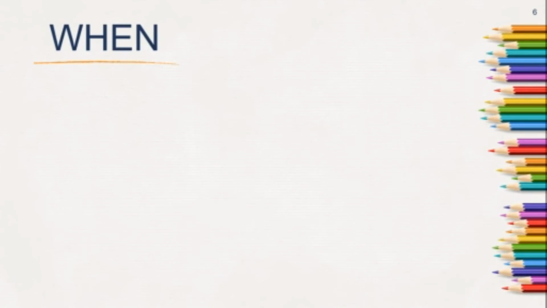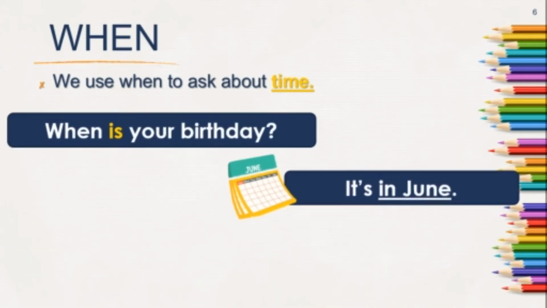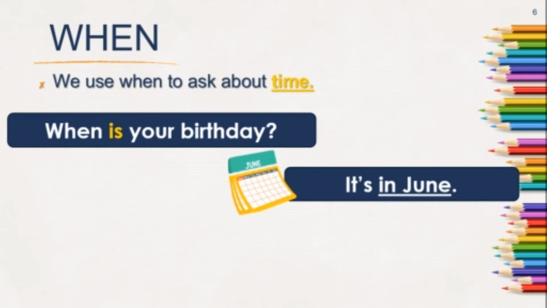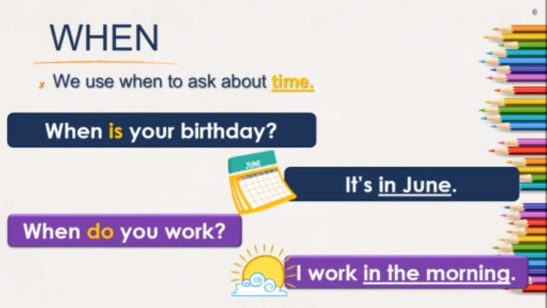Question word when. We use when to ask about time. When is your birthday? It's in June. When do you work? I work in the morning. As I can see in the first question, I am talking about time, in this case a month. On the second question, when I'm asking when do you work, I'm talking about the part of the day when I work, in the morning.